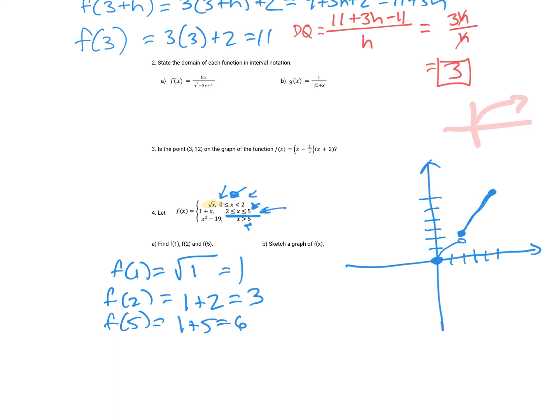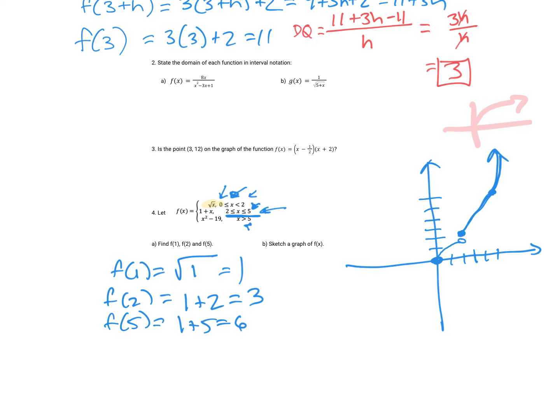And then you can plug in one more point. If I plug in 7, I get 49 minus 19, which is 30. So we're getting pretty big. So we know that this piece is curved. It's like a parabola here. So I'm just going to draw it like that. And so that's a sketch of our piecewise function.